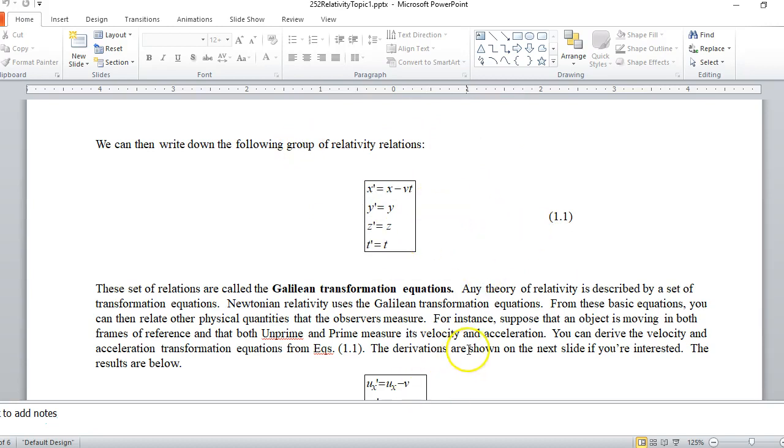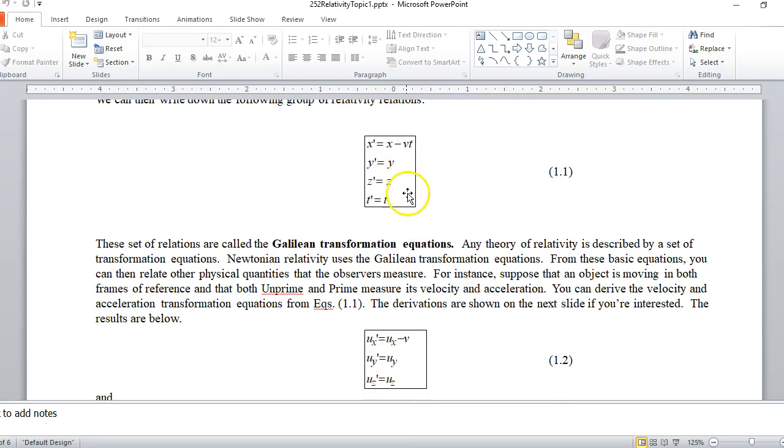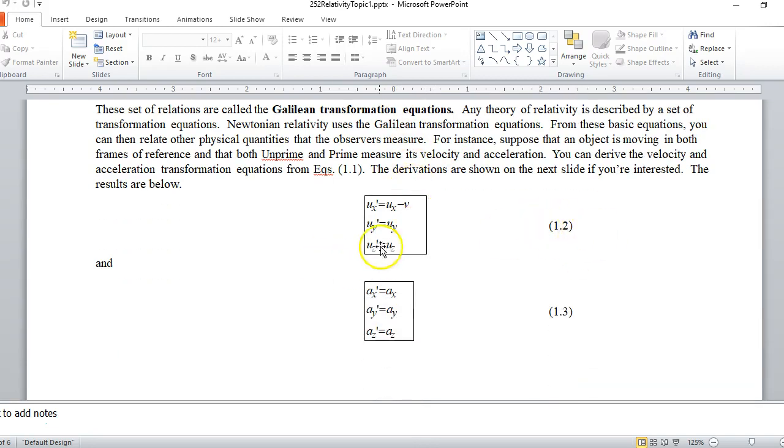In fact, if we do the velocity transformations, we're going to get these right here in 1.2. So u_x prime would be the x component of the velocity of the object moving in S prime. u sub x would be the x component of the velocity of the object measured in frame S. V we're going to keep for the velocity between the two frames of reference, the two observers. So any object that's moving, we'll say, has velocity u with x, y, z components.